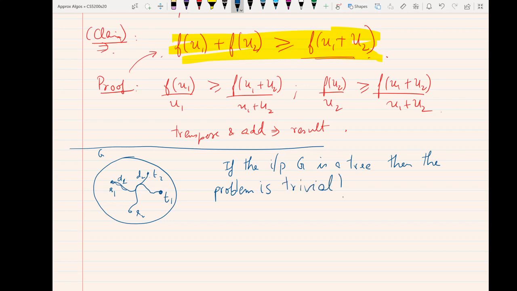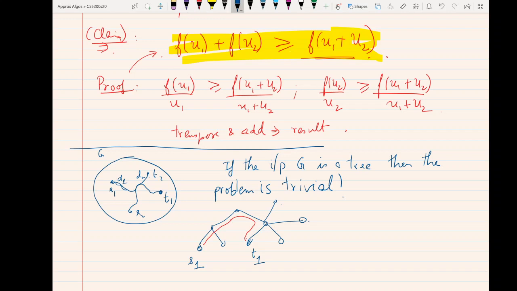Okay, is it close to trivial? Because let's say this is my tree, and then you have S1 and T1. I wanted to route demand D1. Well, the only way you can route it is via the unique path that connects S1 and T1. So you will purchase D1 units of demand along this whole path.